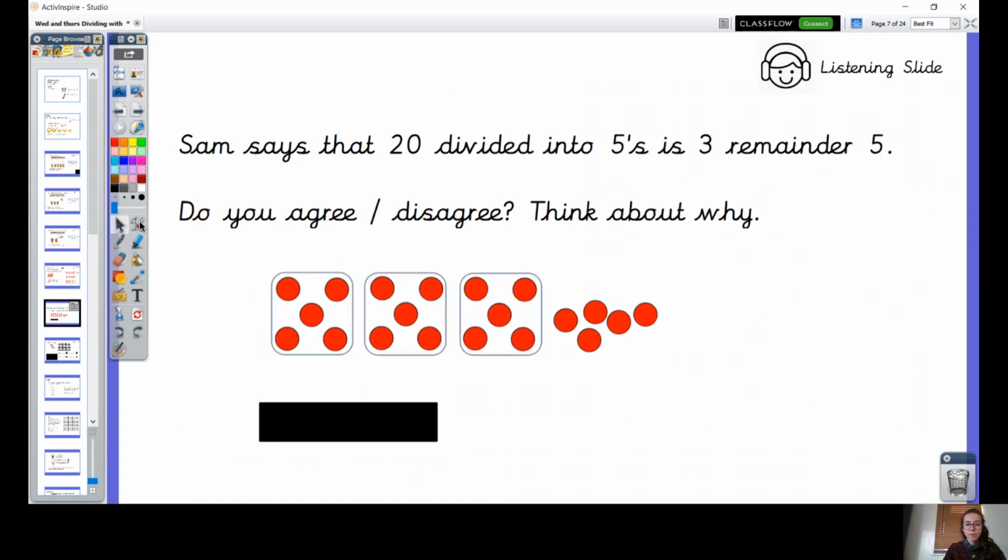Okay, let's have a look at this one here. This is a listening slide, so pop your pencil down. Sam says that 20 divided into 5s is 3 remainder 5. Do you agree or disagree? Have a think. Pause the video.